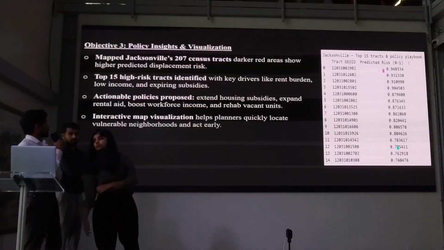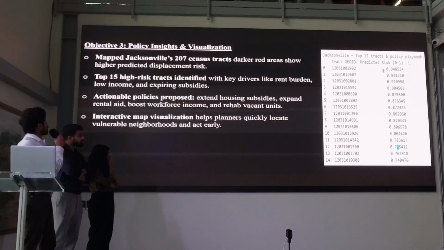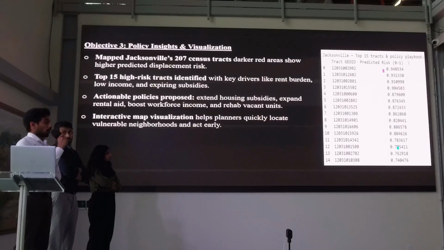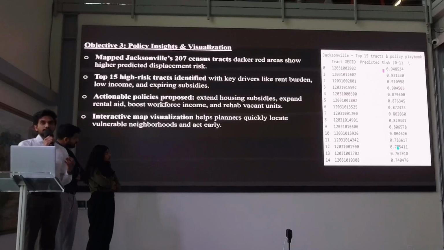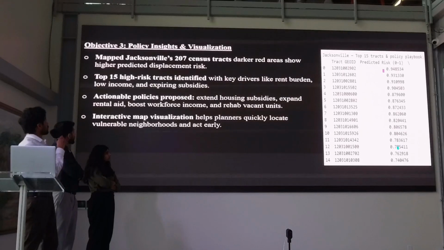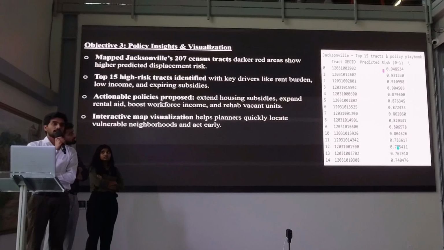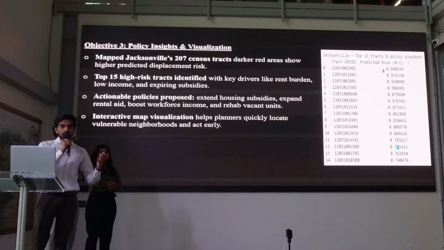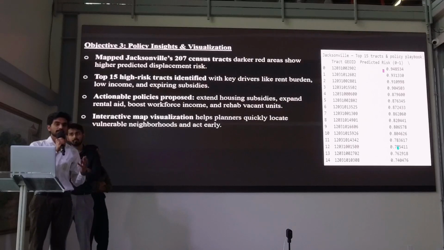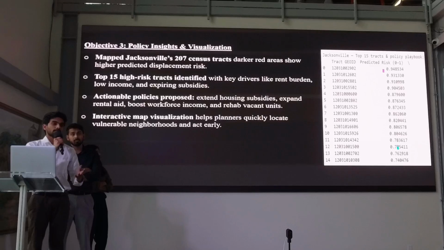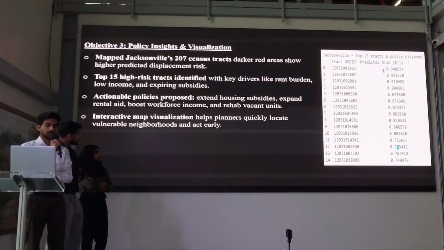And this is objective 3, where we passed the model inputs to the policy insights and grouped the model outputs with Jacksonville's 207 census tracts to get the geo IDs. Using this, we created a future map of Jacksonville, dividing the map into different parts using the geo IDs and predicting the top 15 places of Jacksonville which are at higher risk. We colored the map with the darker color indicating higher risk and the lighter color indicating lower risk.